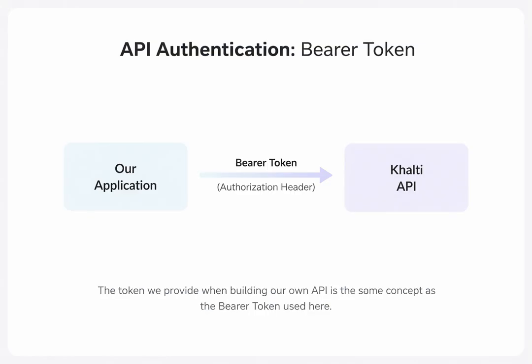Continuing from where we left off, let's talk about how authentication actually works when calling an external API like Culti. The concept here is the same one we used when we built our own API earlier. We sent a bearer token. That token is essentially the credential that proves who we are to the API. In Postman, we practiced passing this token manually. Now, in an actual project, we need to do the same thing programmatically.